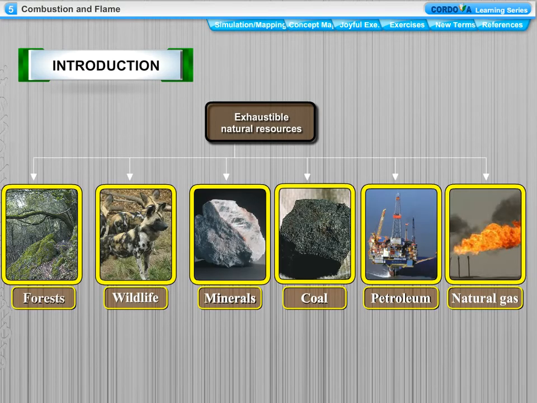Exhaustible natural resources. These resources are present in limited quantity in nature. They can be exhausted by human activities. Examples of these resources are forests, wildlife, minerals, coal, petroleum, natural gas, etc.